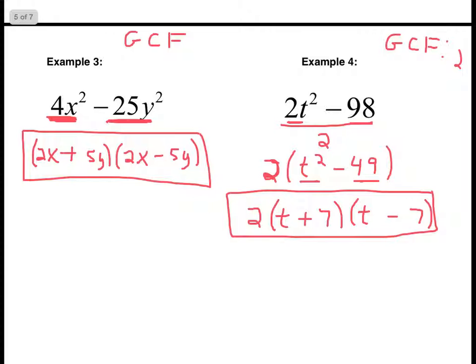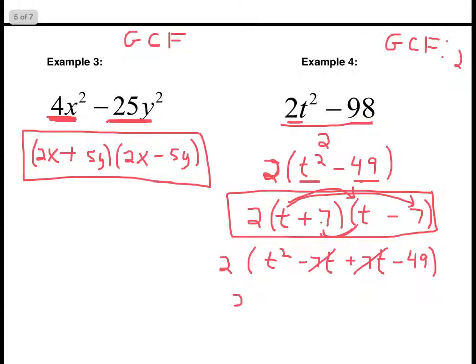Okay, so first I would probably FOIL. So I'm going to leave the 2 here, and then I'm going to FOIL the center. So I do t times t, that's t squared. Then I would do t times a negative 7, which is negative 7t. Then 7 times t, a positive 7t. And then I would get 7 times negative 7, which is negative 49. This cancels out in the middle, so I end up with 2 times t squared minus 49. Now if I distribute the 2, multiplying back in, I would get 2t squared minus 98. And that's what I originally had in the beginning. So I know that this answer that I got right here is correct.